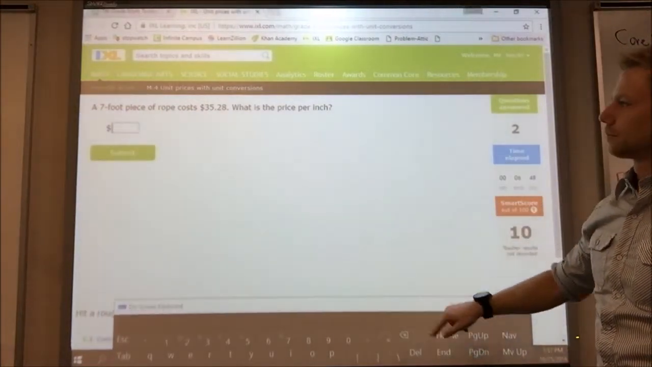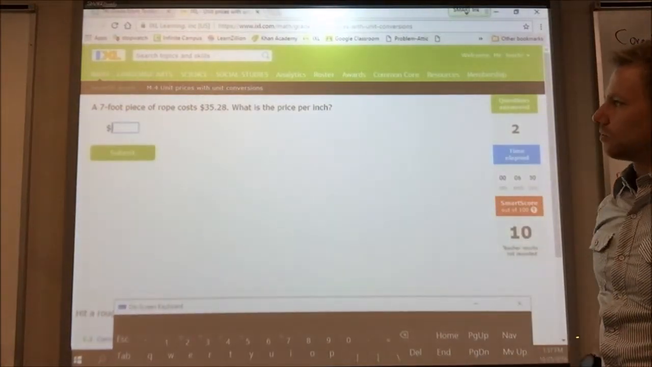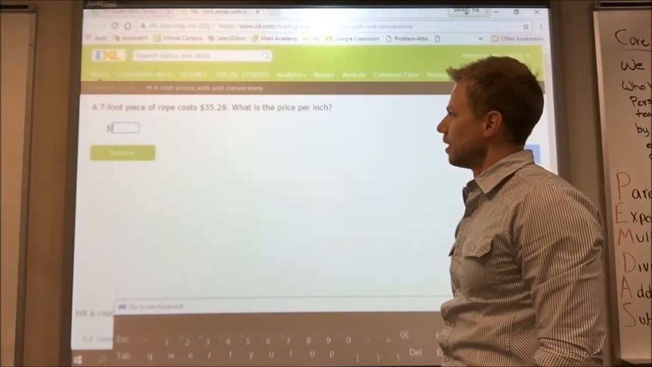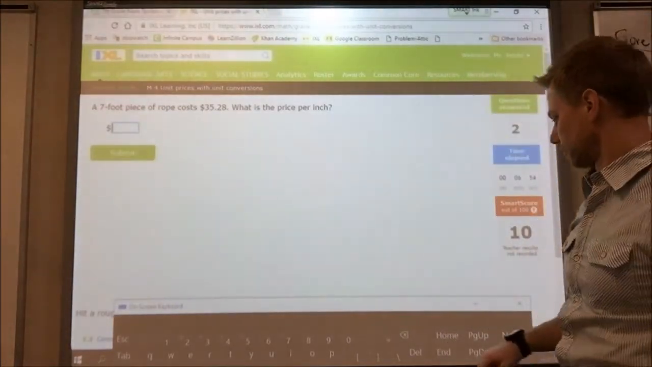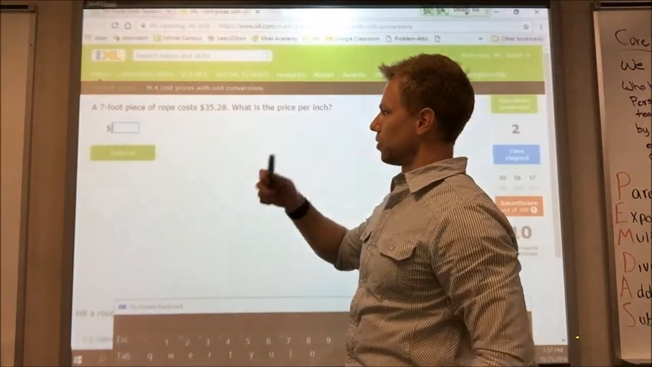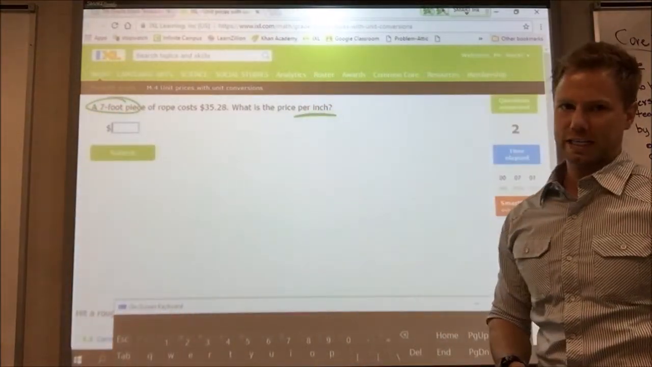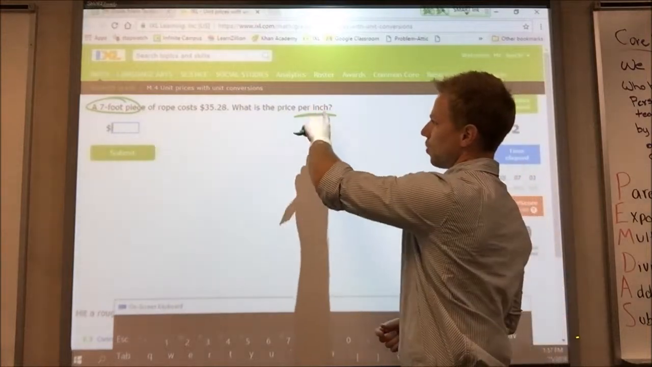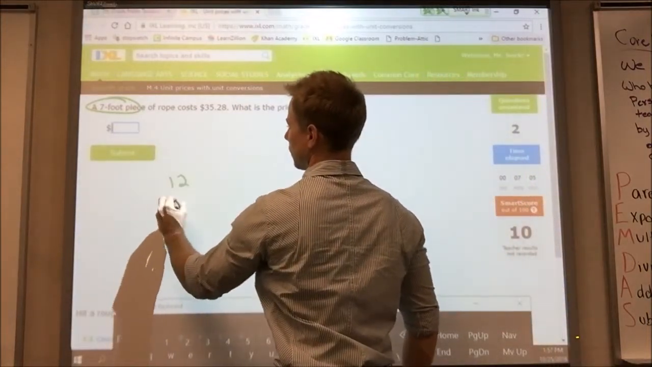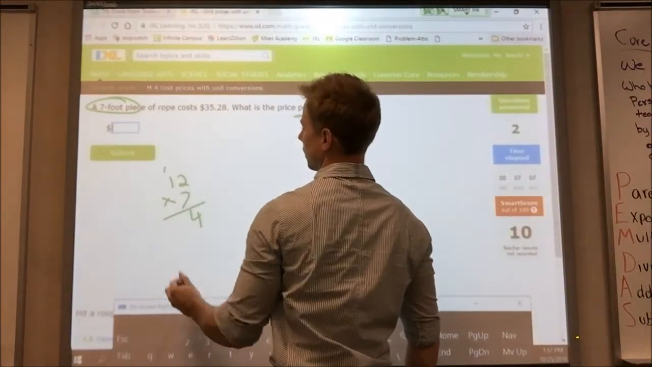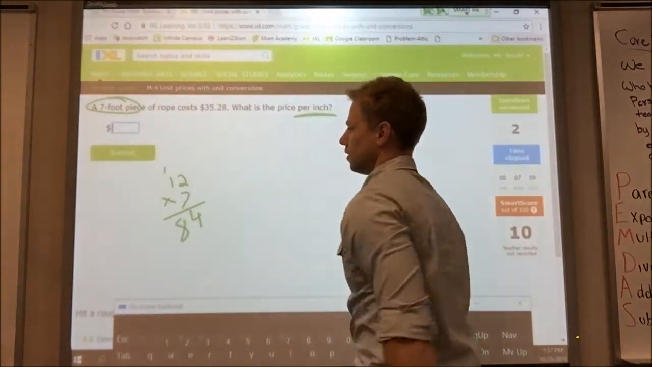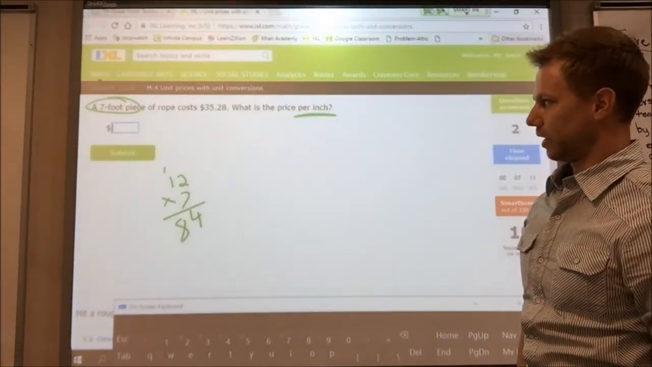All right. We have a 7-foot piece of rope that costs $35.28. What is the price per inch? Okay. This conversion is a little bit easier. We're given feet, but we need to answer in inches. So we know there's 12 inches in a foot. So if we multiply 12 times 7, we know 7 feet is 84 inches.